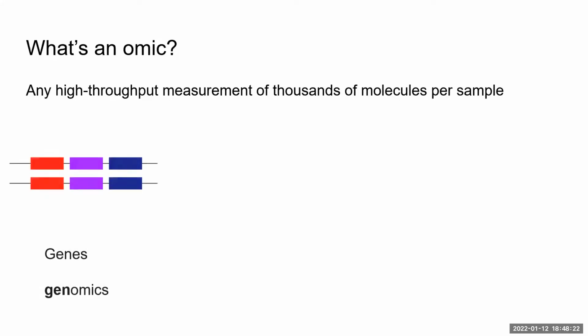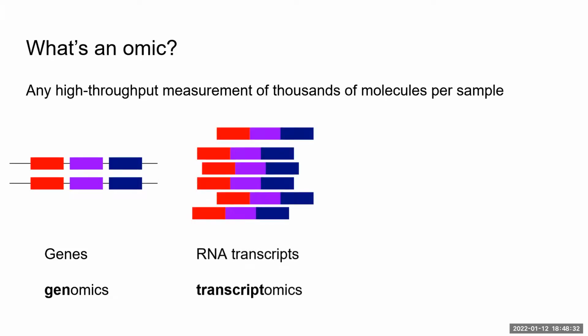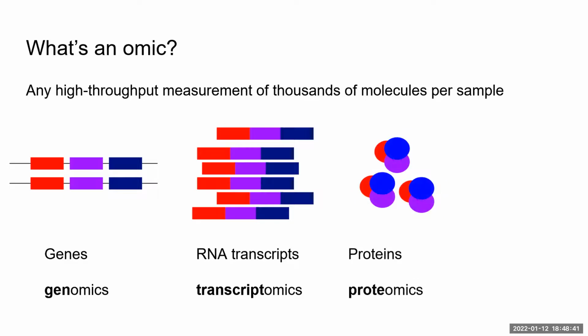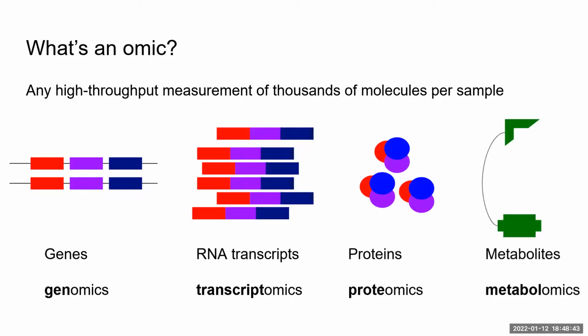You may have heard of some of these, even if you're not a biologist. Genomics refers to measuring or sequencing or collecting the genes in a genome of an organism. Transcriptomics is when the experiment measures the RNA transcripts that were created from those genes in a sample. Proteomics is measuring all the proteins. And metabolomics is measuring the metabolite levels basically created by enzymatic reactions in the sample.